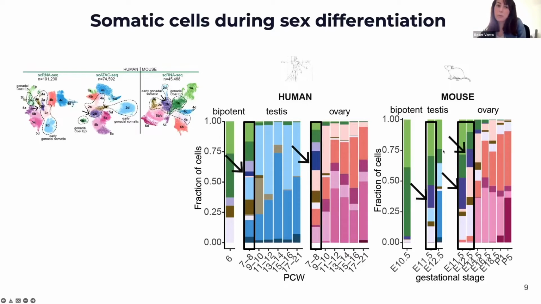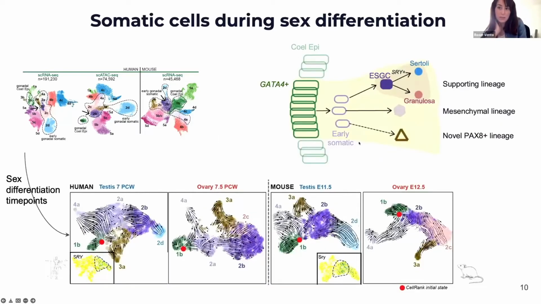So then we zoom into the somatic population in both species, and we find new populations actually in both species. And I want to highlight one of them, which is this purple population, which you can see is transient, that appears both in males and females, and in both species. To know more about this, we used real time and also pseudo-temporal time to see where it came from. And with this, we made a model by which the coelomic epithelium in the surface loses its mesothelial features and acquires somatic features.